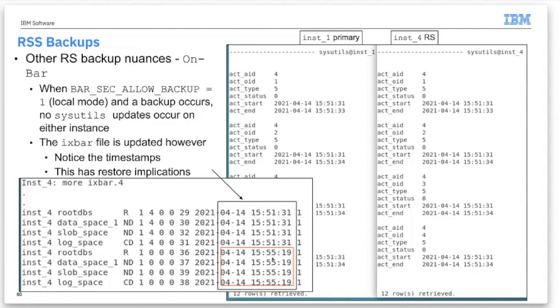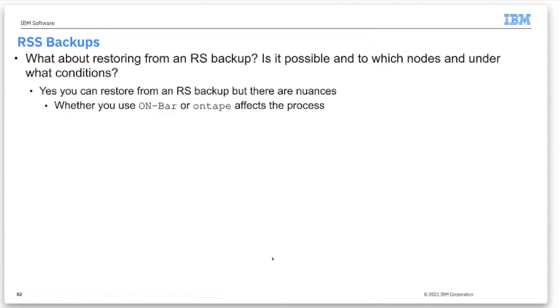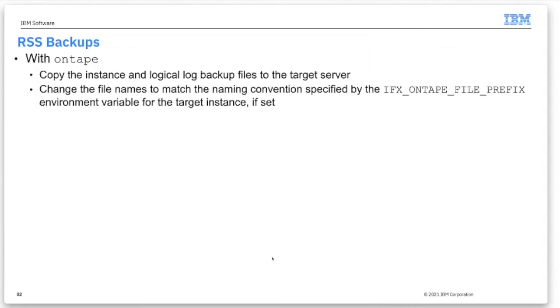This has some restore implications if you choose to restore from an onbar backup. So let's look at what those implications are. Can you restore from a backup created on an RS secondary? Absolutely. Can you restore it to a primary? Absolutely. Can you use it to create an HDR secondary, for example? Absolutely. Can you create another RS secondary? Absolutely. Can you create a standalone node? Absolutely. But whether you use onbar or ontape will affect this restore process.